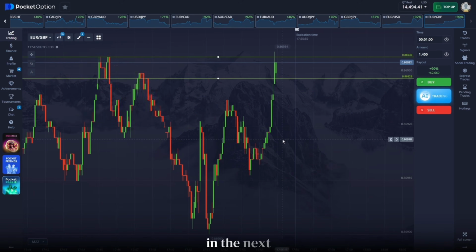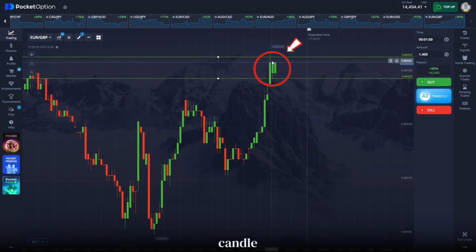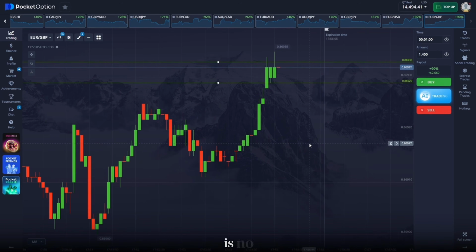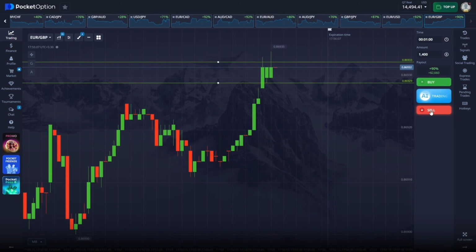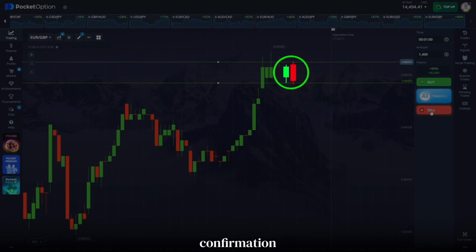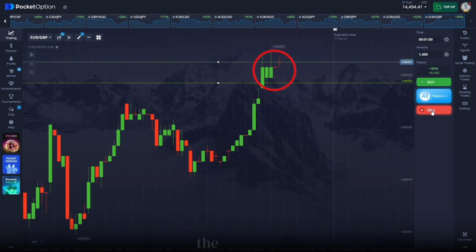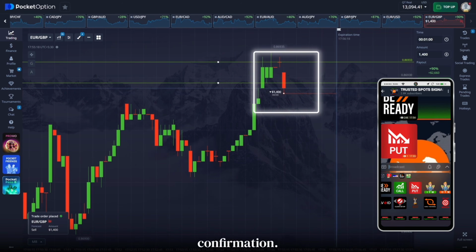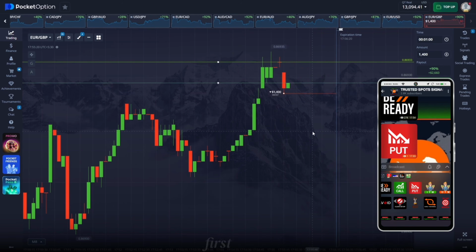It will close in the next 2 seconds and the 1 minute candle closes inside, which means there is no breakout, and if there is no breakout, we can expect reversal. I will place my trade if I get strong selling confirmation here. The 1 minute candle closes at the resistance, and yes, that's the confirmation, and I have placed the first trade of today's session in the downward direction.